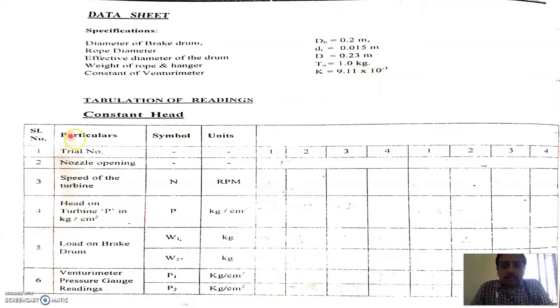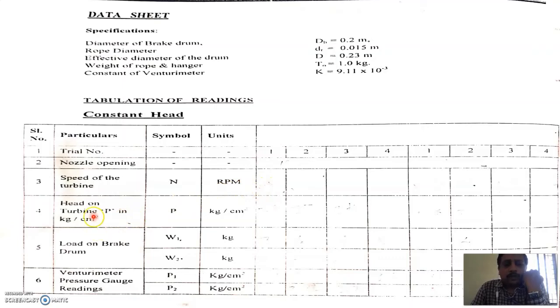This is the data sheet which we need to record when we conduct the experiment. We conduct the experiment in two phases, one with the valve half open and one with it fully open. Next, the speed of the turbine in terms of RPM. With the help of a speedometer, we note down the speed of the turbine itself, as we have done for the pumps.